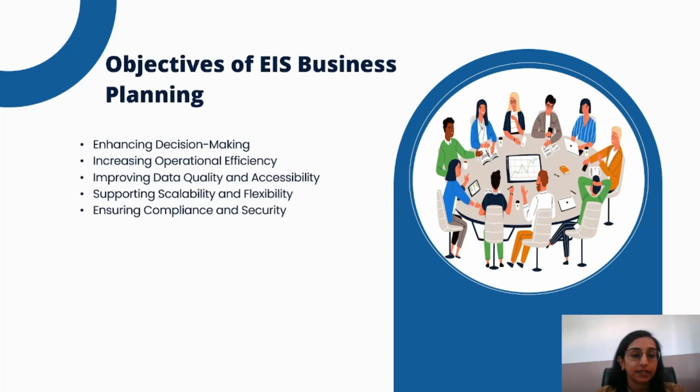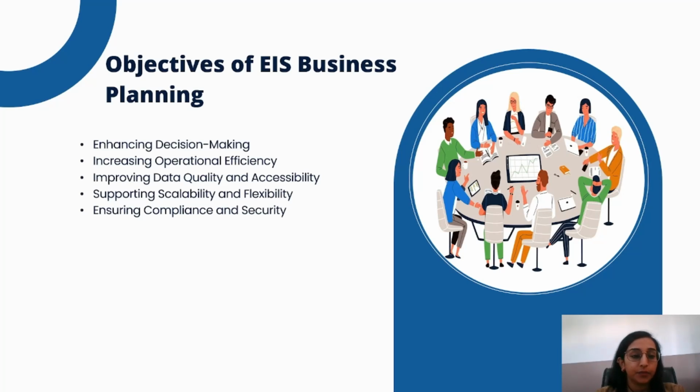Second is increasing operational efficiency. So, EIS streamlines business processes by automating routine tasks and improving the coordination between different departments. This leads to faster response times, reduced operational cost, and enhanced productivity.